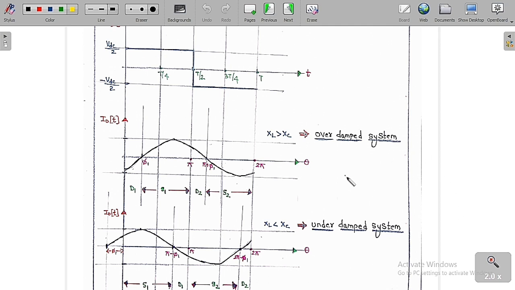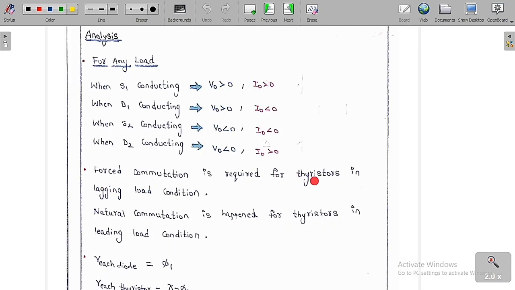So forced commutation is required for turning off the thyristors in the overdamped system, whereas there is no need of any forced commutation for turning off the switches in the underdamped system. So forced commutation is required for thyristors in the lagging load condition, whereas natural commutation happens for thyristors in the leading load condition. It means we have to keep an extra circuit in order to forcefully turn off the switches in the lagging condition, whereas in the leading condition, they naturally get turned off because of their parallel diodes. So natural commutation happens for thyristors in the leading load condition.